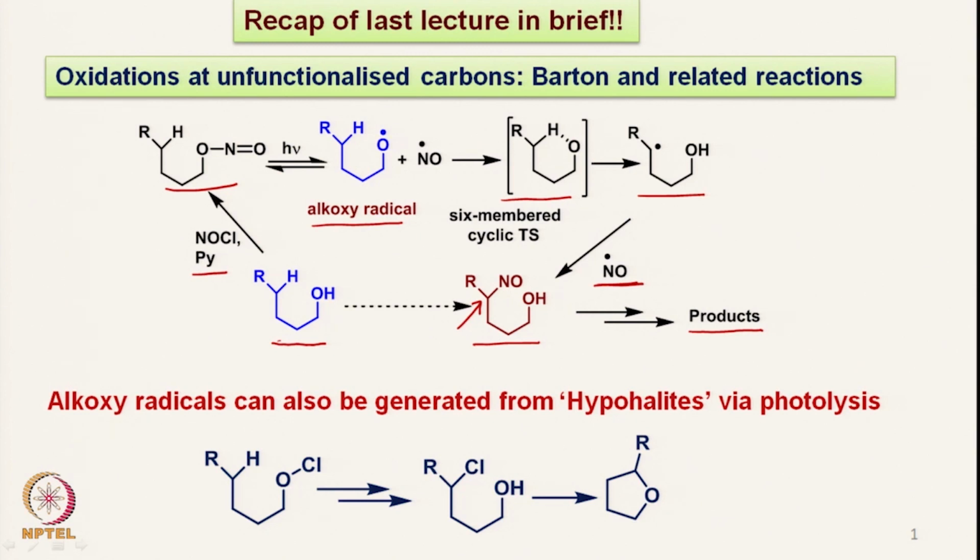At the same time we also looked at the generation of alkoxy radicals via hypohalides by photolysis. So, if we have an appropriately substituted hypochlorite, for example, here, that can go via the same alkoxy radical as we discussed above and go to the corresponding chloro compound where the chlorine is at the delta position. This is alpha, beta, gamma and delta, and then that leads to the cyclization to form the corresponding tetrahydrofuran.